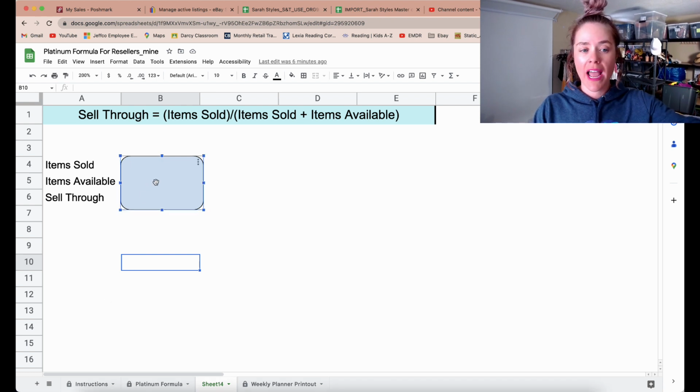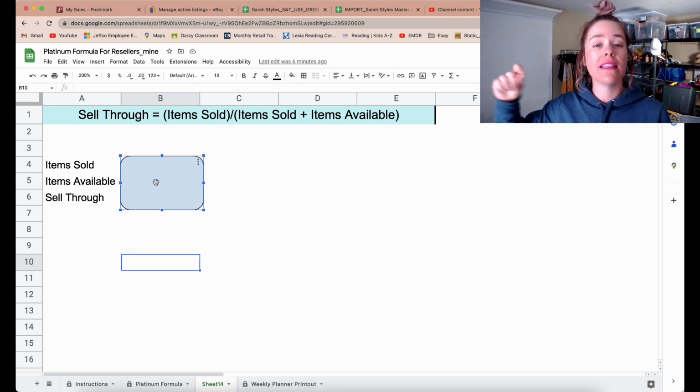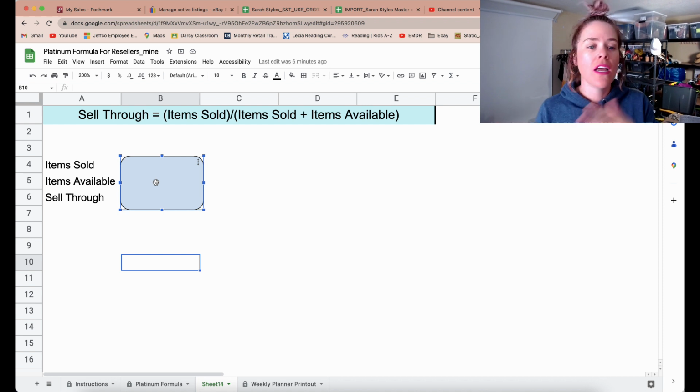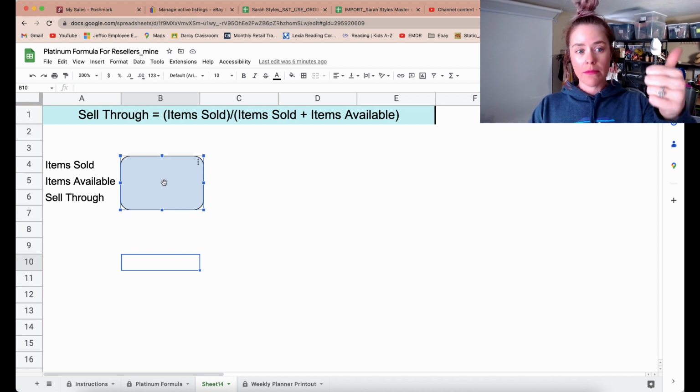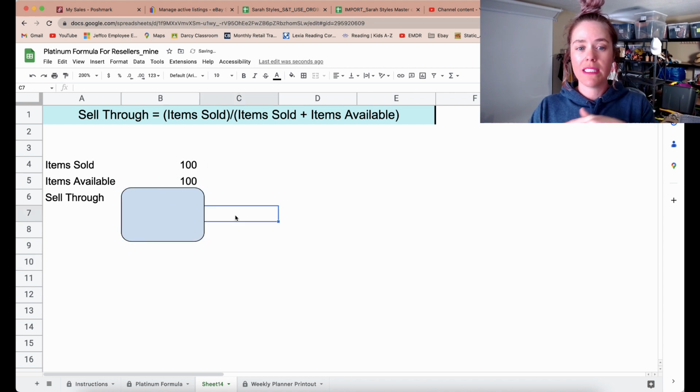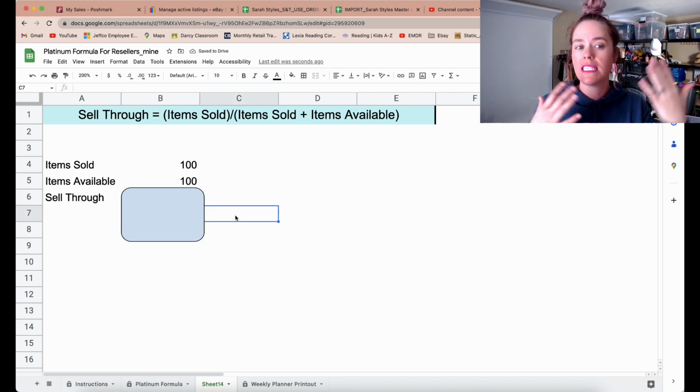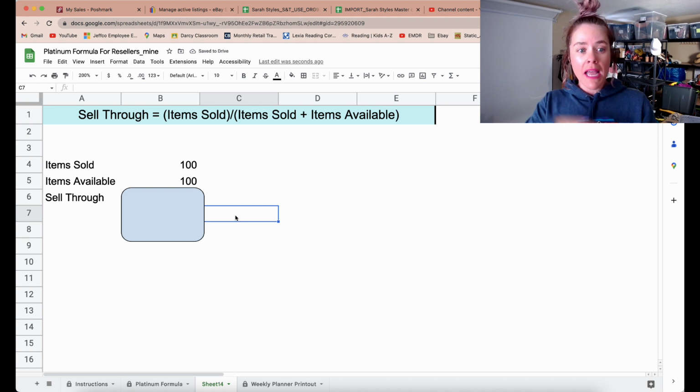So what we're going to do, I have variables on the side. You can write this down and do the calculator on your phone. You could do it in a spreadsheet, whatever you're comfortable with. It's just easy for me to show it to you in a spreadsheet. So you have your items sold and your items available. You just need to know those 2 numbers for the sake of easy math and for some examples. We're just going to say, hey, I sold 100 items and I had 100 items available, right?